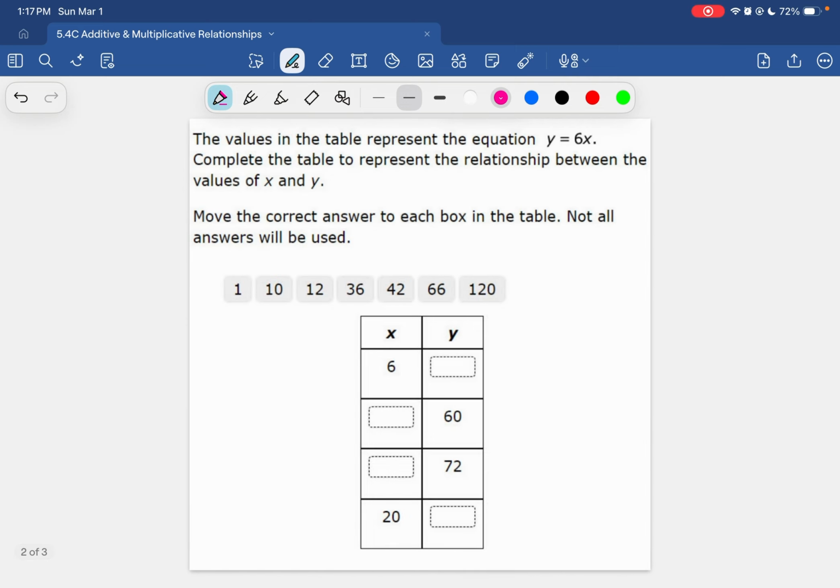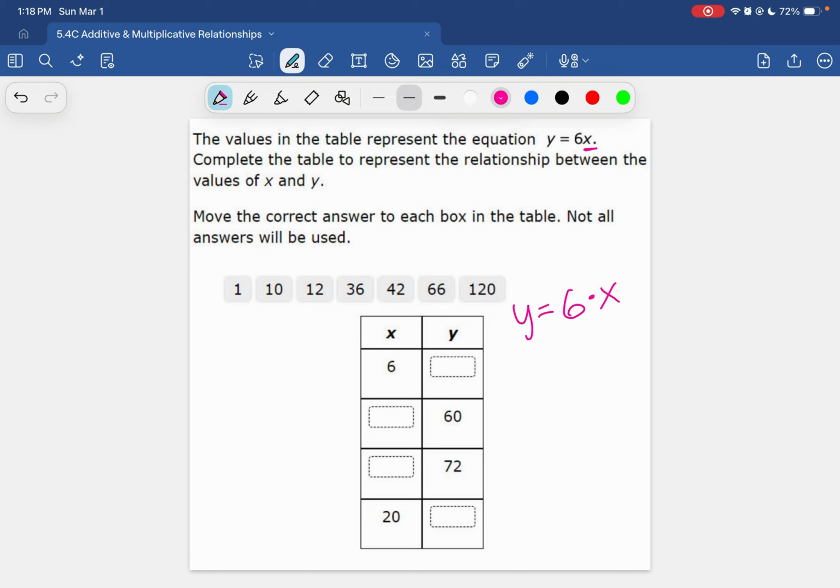All right, for the next one, it says the values in the table represent the equation y equals 6 times x. Here is your multiplicative relationship. It actually means 6 times x. A lot of times kids see that x and they think it means multiply. Not in this situation. Complete the table to represent the relationship between the values of x and y. Move the correct answer to each box in the table. Not all answers will be used.